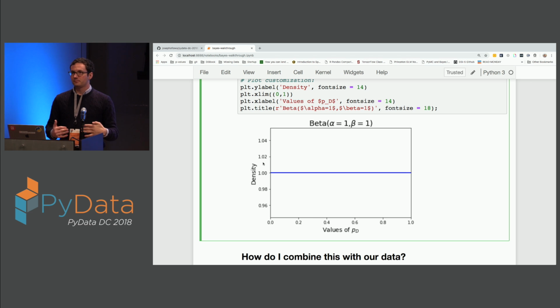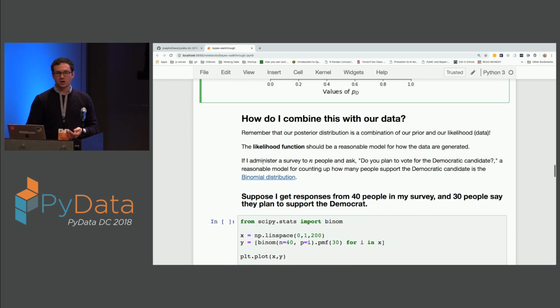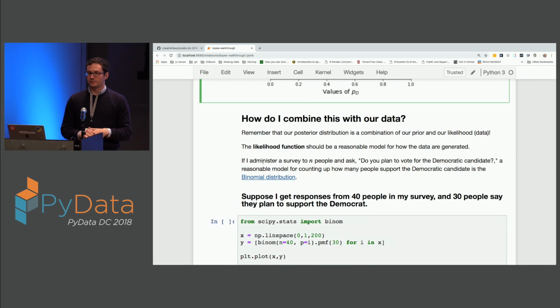So that's our prior. Now, how do I connect this with my data? In this case, I'm going to talk about data in terms of polling. Remember that our posterior distribution is a combination of our prior and our data. So we have to figure out how that data, or that likelihood, comes into play. The likelihood function should be a reasonable model for how that data is generated. If I administer a survey to n different people and I ask, do you plan to support the Democratic candidate in the upcoming election? A reasonable model for counting up how many people say yes is the binomial distribution.